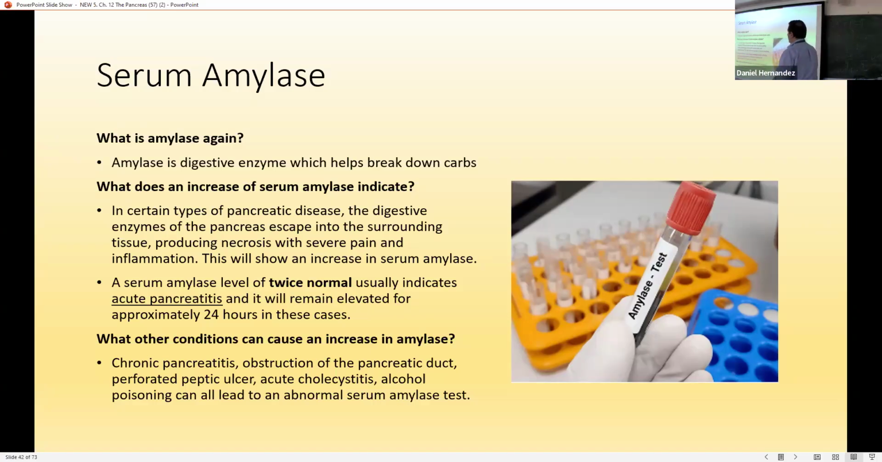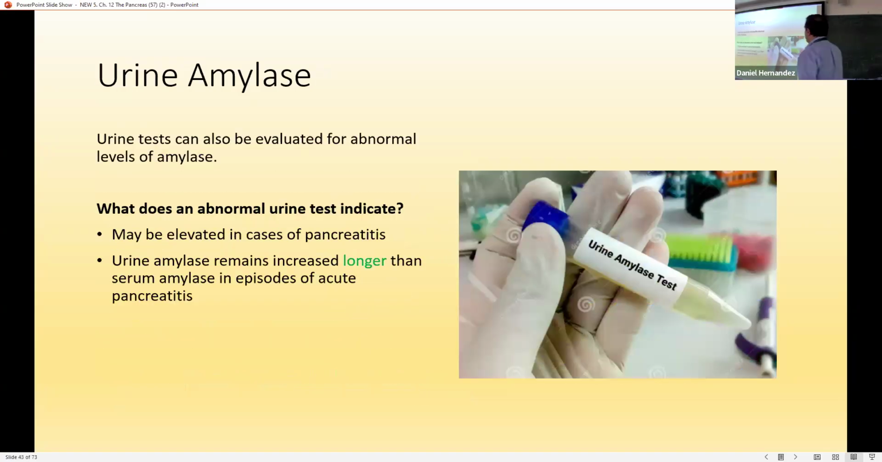So again, elevated amylase, we're worried about the main thing, pancreatitis, and then we'll learn about the potential causes of pancreatitis, one of which being gallbladder calculi or cholelithiasis, choledocholithiasis. Urine amylase, so we can also test for elevated amylase in the patient's urine. In this case, it also would potentially be elevated in cases of pancreatitis. And if it's from a urine sample, these tend to remain elevated longer than the blood test.